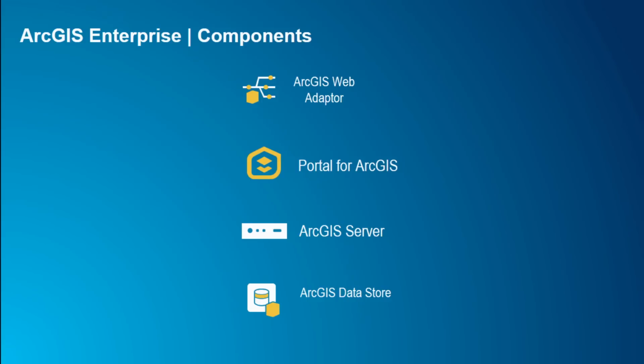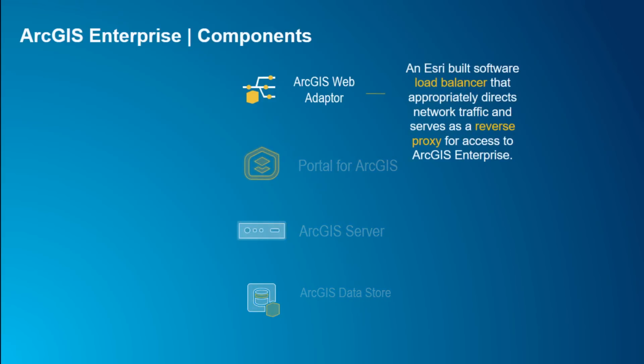So ArcGIS Enterprise is comprised of 4 different components that we all used. We use these components in this demo, and they all require a little bit of configuration. We've got the Web Adaptor, Portal for ArcGIS, ArcGIS Server, and the ArcGIS Data Store. Now, these were all products that were previously available in other versions of our product, but at 10.5, they're all bundled together under the name of ArcGIS Enterprise. But what are these components?